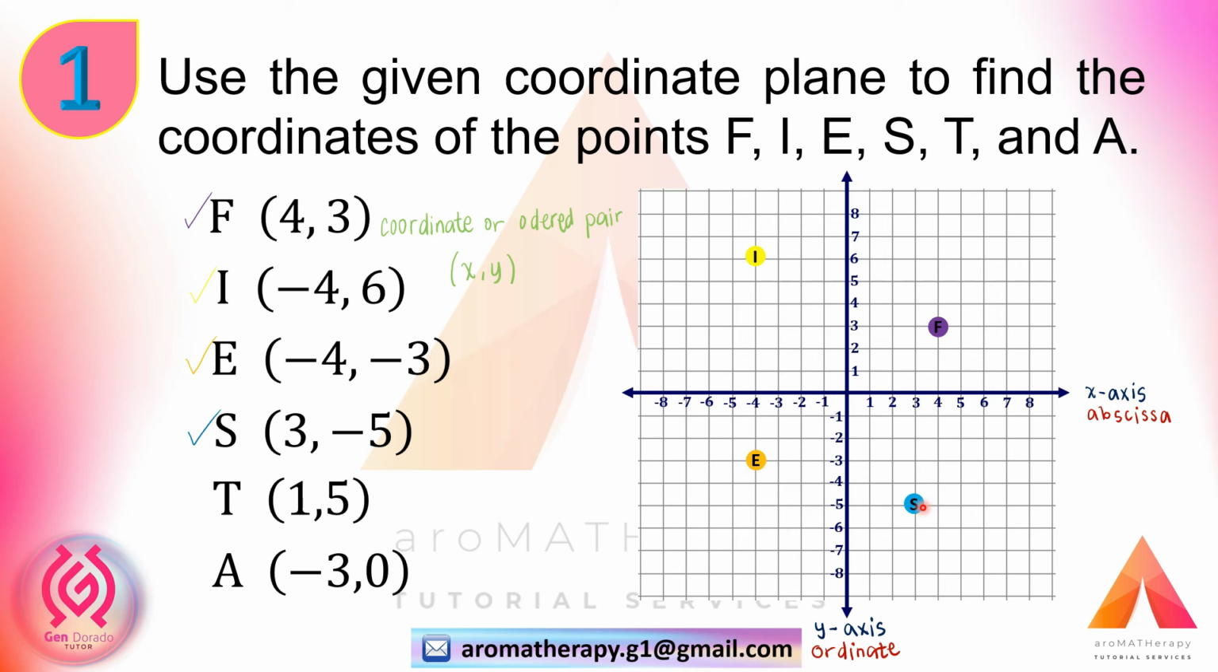Ayan. Next, eto, positive, positive. Positive 1, positive 5, brother. So, you have here 1, 1, 2, 3, 4, 5. Ayan, dito siya.